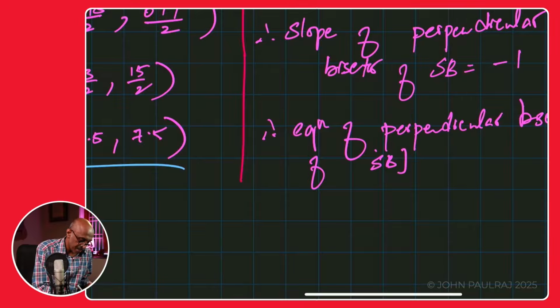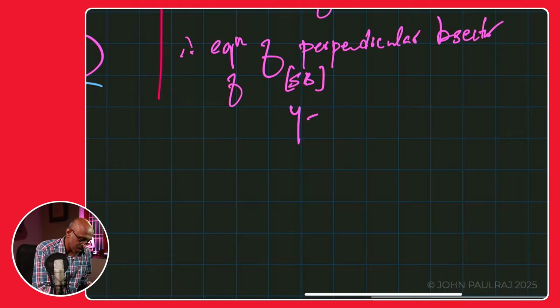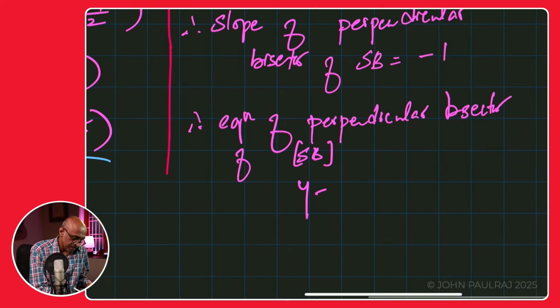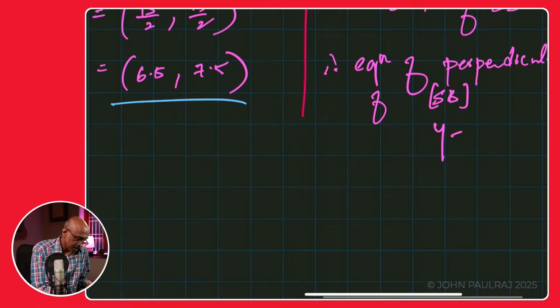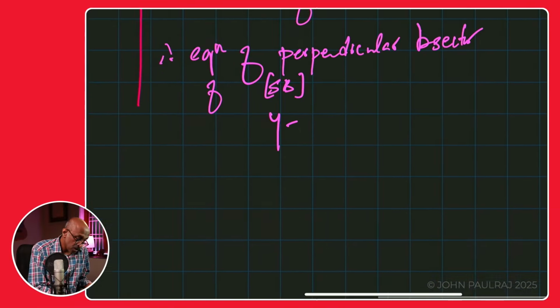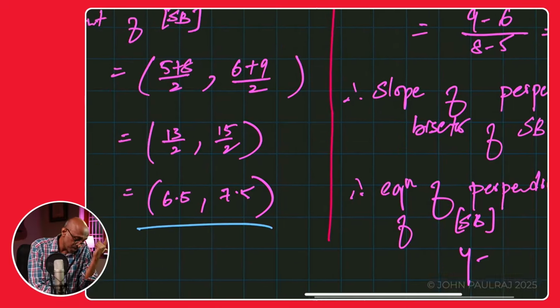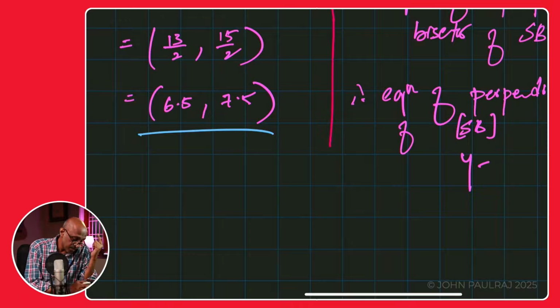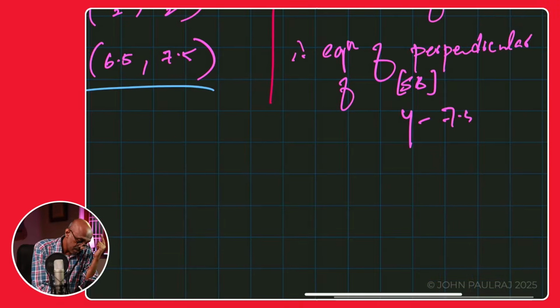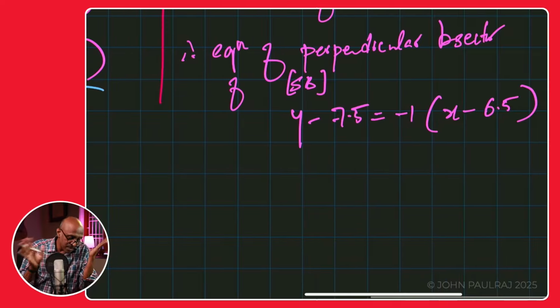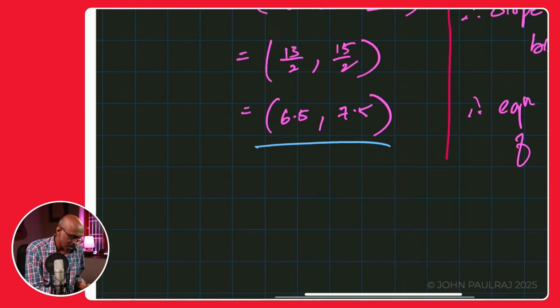Point-slope form, y minus y1. You can choose any one of them. Let's just use 8 and 9. No, it has to pass through the midpoint. So the midpoint is what we need to use, 6.5, 7.5. So y minus 7.5 equals m, which is -1, times x minus 6.5. Hope this is clear. If it was just the equation of a line, you can use any point. But because it's a perpendicular bisector, it must pass through the midpoint, which we found from part 1.